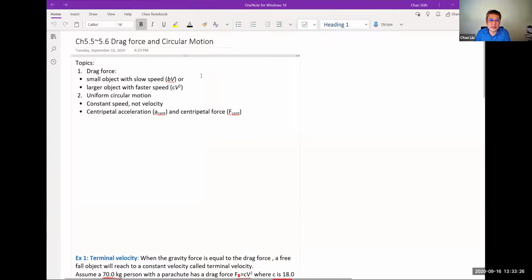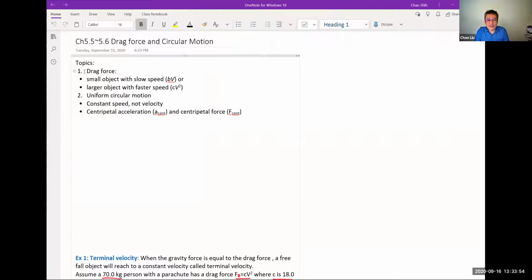Topic for today. I'm going to finish the air resistance, the friction force. But this friction force is not going to be about solid contact. We're going to talk about what happens if the medium is a fluid, such as water or air, and you also have a resistance. That resistance is what we call the drag force. It just tries to slow you down.